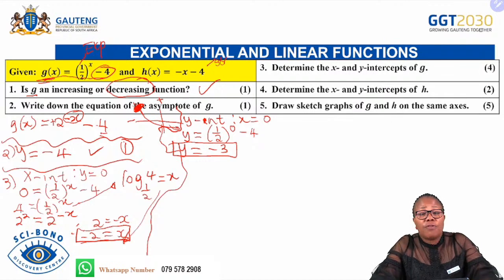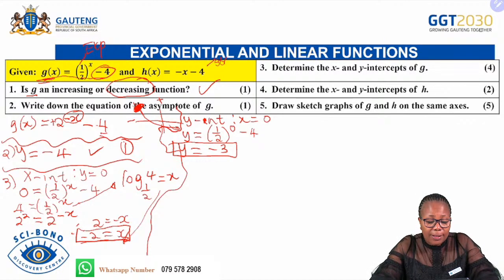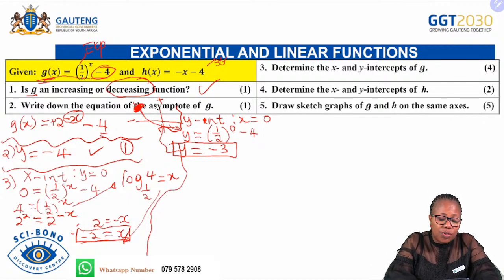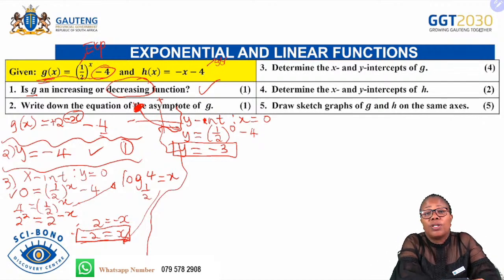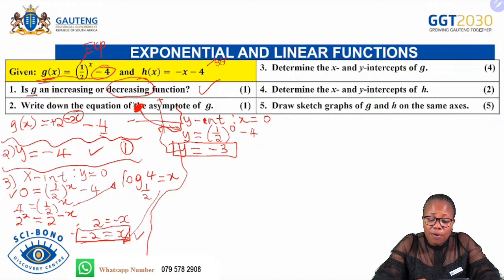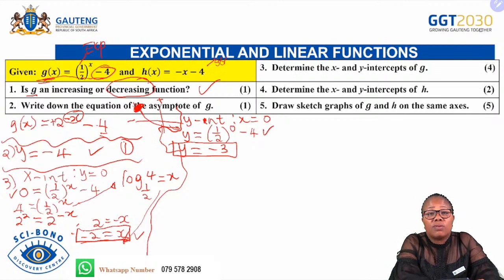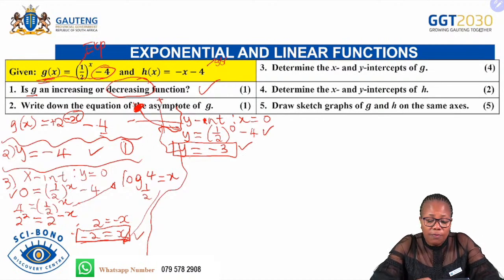Then the allocation of marks, grade 12, is 4 marks. 1 mark will be for substitution of 0 into the equation of g, and then for simplifying until you get −2. The third mark will be for substituting x with 0 for your y-intercept, and then finding y equal to −3. That is how the 4 is allocated. And then now, question number 4.